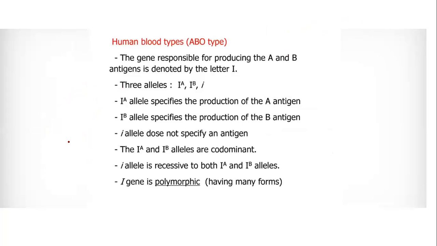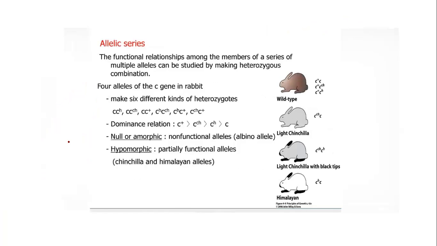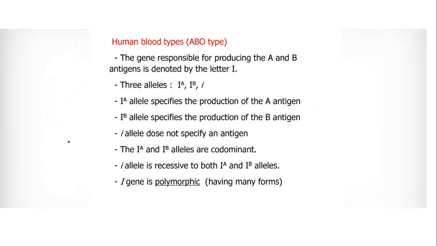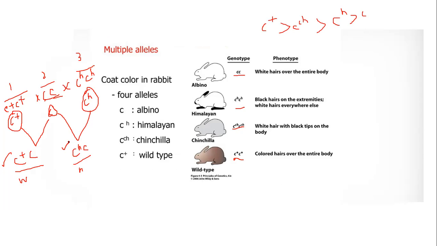The second example of multiple alleles is the human blood type. The genes responsible for producing the A and B antigen are denoted by the letter I. Okay. Before going to the human blood type, there is another example of multiple alleles, which is the eye color of Drosophila. There are more than two alleles for the eye color of Drosophila. I'm writing all those colors here.